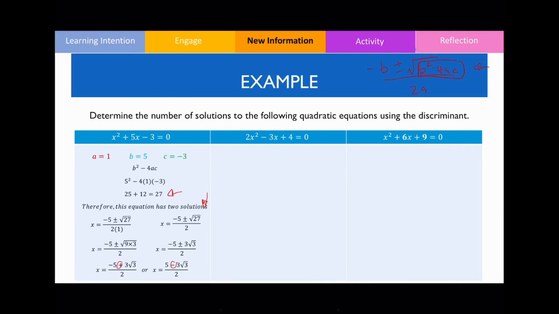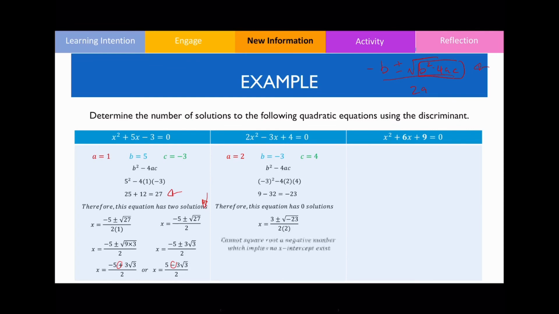So for the second example, again, I'm going to find the discriminant. So how many x-intercepts are there going to be? Find the values of a, b, and c. Substitute them into the formula. Notice that for this particular example over here, you've got a number that's less than 0. So that implies that you have no x-intercepts at all, okay? And the reason why is because if you substitute that back into the quadratic formula, notice that you can't actually square root any negative numbers, and because we can't do that mathematically, this indicates that you can't have an x-intercept. X-intercepts don't actually exist for that given quadratic equation.